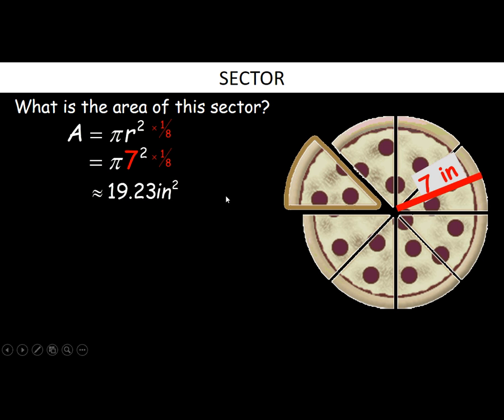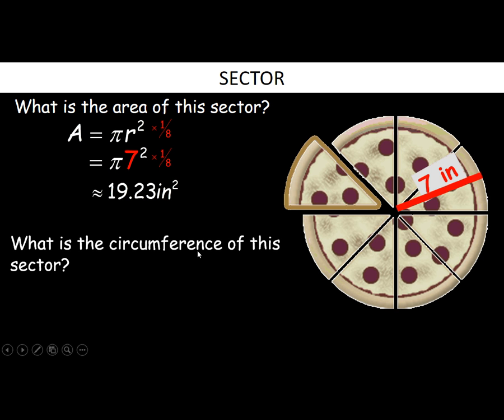Same thing's true for the part of the circumference. If I want to know what's the circumference of this sector, or the part of the circumference that belongs to this sector, all right, that's a clumsy sentence. So the first thing we're going to do is shorten that to a single word. We call this arc length. That's the part of the circumference for one sector of a circle. Or in other words, how long is the crust on this slice of pizza?